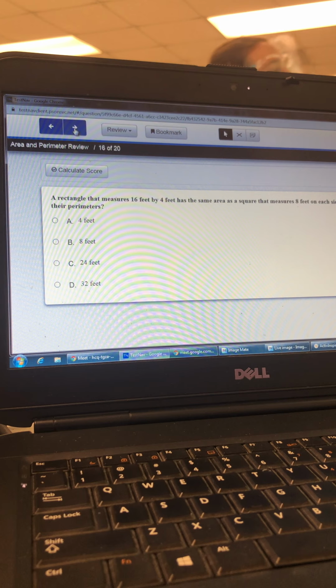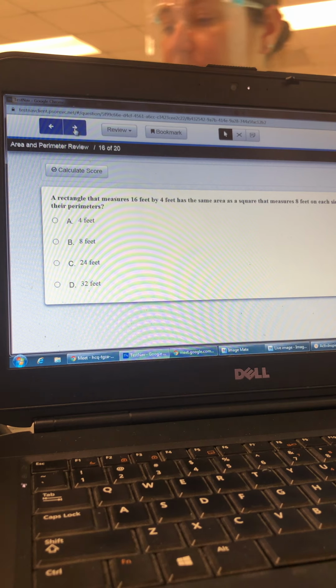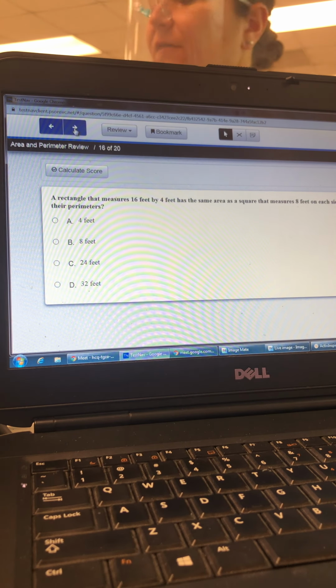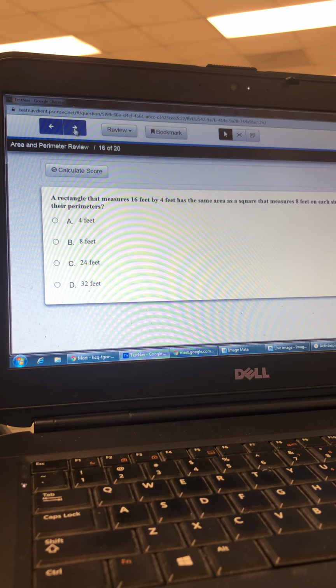All right, it says a rectangle that measures 16 feet by 4 feet has the same area as a square that measures 8 feet on each side. What is the difference in their perimeters? You have to figure out the perimeter of both of them and then figure out the difference.